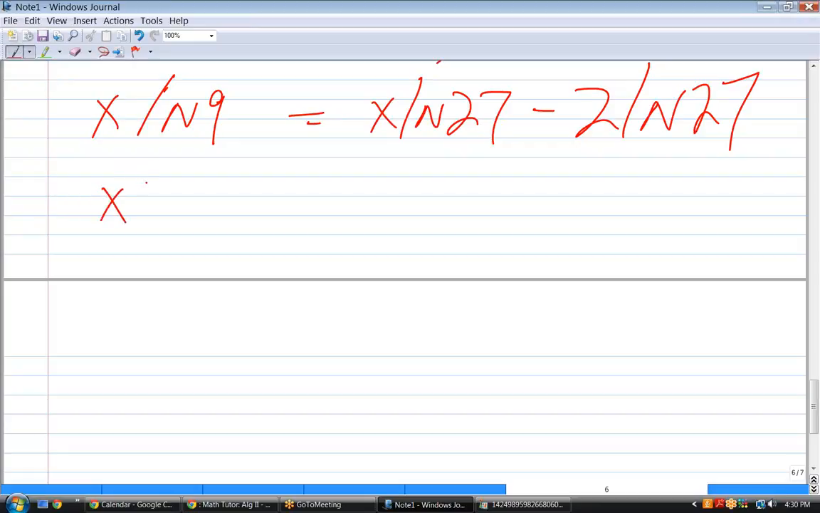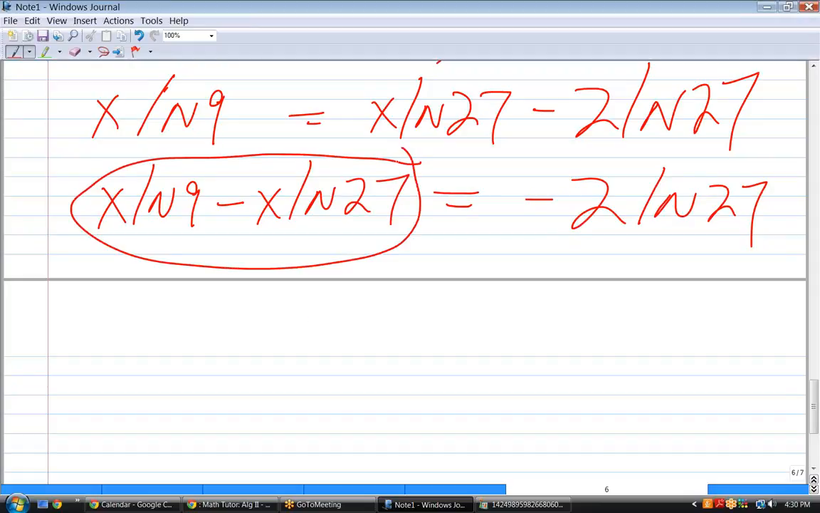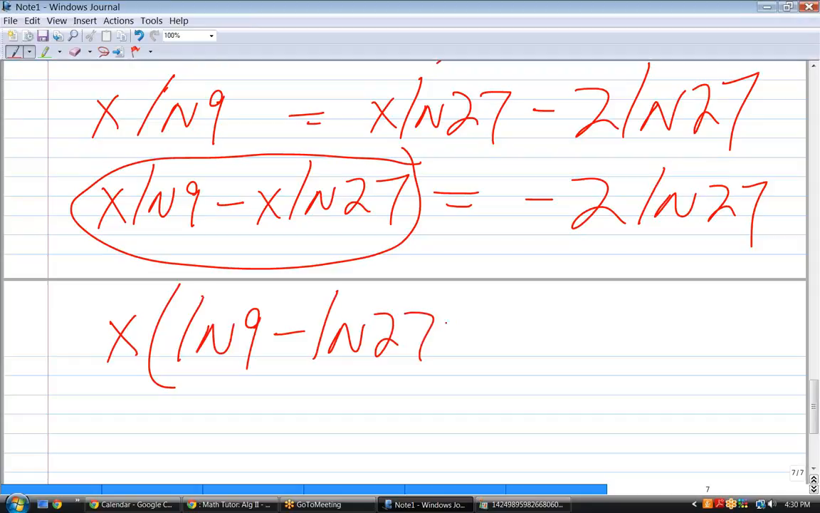Okay, so that gives us x natural log of 9 minus x natural log of 27 equals minus 2 natural log of 27. Okay? Now, just like an algebra problem, combine those. How do you combine those? Factor out an x. So you have x times natural log of 9 minus natural log of 27 equals minus 2 natural log of 27.